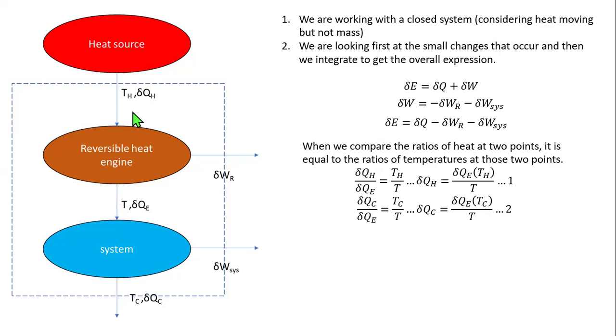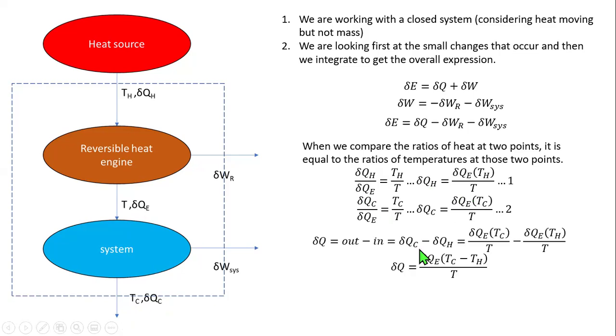So that's the expression we have. I can look at the heat from the heat source and then the heat from the engine and compare them. So I can say that my del QH over my del QE should be equal to TH over T. So that's what we have here in expression 1. And I'll make del QH the subject to get this. In the same way, if I'm comparing the engine and then the system, I can say that del QC over del QE is equal to TC over T. So if I do that, I have this expression here. I can make del QC the subject and I'll get what I have for equation 2.